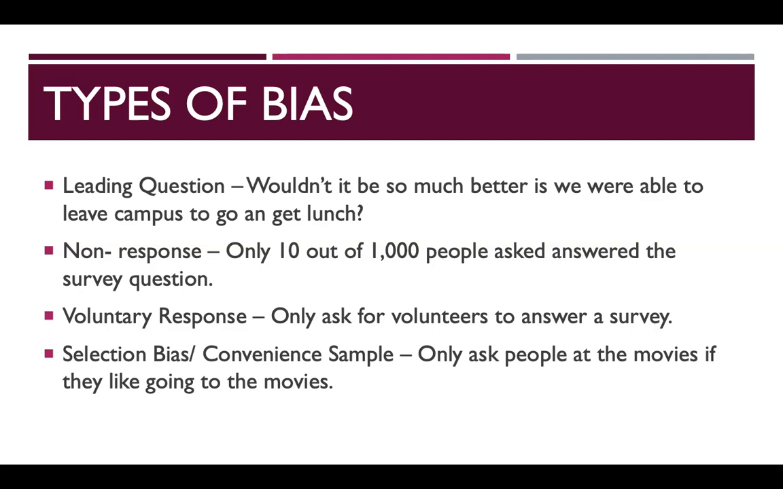And the next one is selection bias or convenience sample. So you're only asking people at the movies if they like going to the movies. Okay, so that's convenient, right? I'm asking people here if they like this thing, or I'm selecting these people to answer my question. Because if you're out at the movies, you probably like going to the movies. Okay, if you randomly ask people at a grocery store or out on the street if they like movies, that's not going to cause a bias. But if you're at the movies, people probably like the movies.